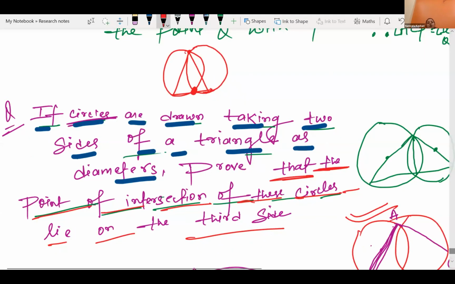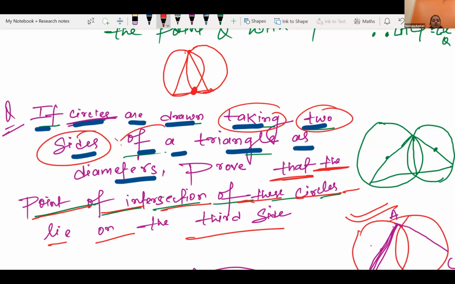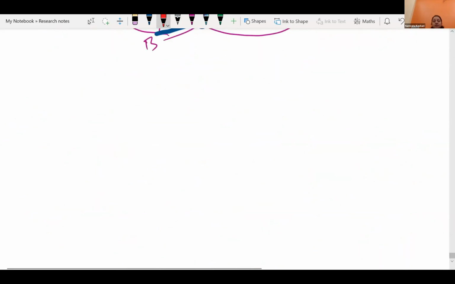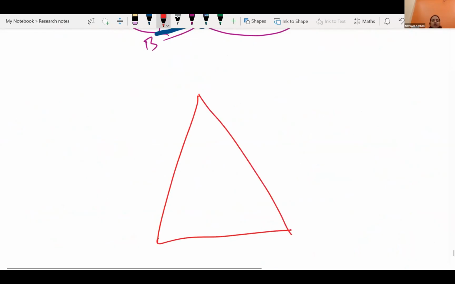Okay, read the statement. If circles are drawn taking two sides of a triangle as a diameter. Okay, if we are drawing circles, how? Taking two sides of a triangle as diameter. We are having a triangle. Taking two sides, okay, in this triangle, we can see AB side is there, BC side is there, AC side is there. Any two sides you take. I am taking AB and AC.